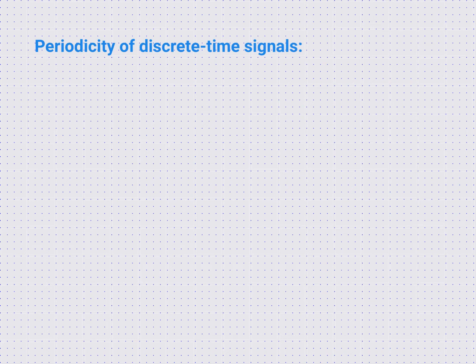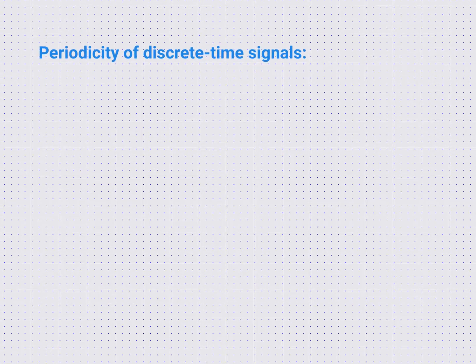In this video clip, we're going to learn about periodicity of discrete time signals. Periodicity is the state where the signal is periodic. The signal is discrete time. Normally, the signal that is for the analog case.